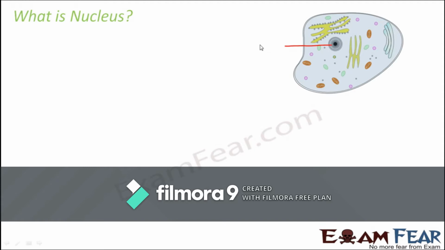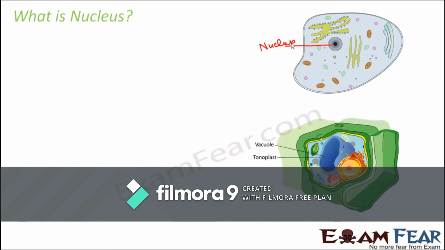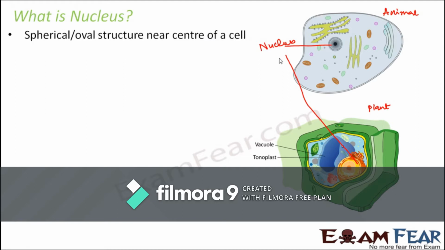So here in this cell, this is the prominent central structure, the nucleus, and the nucleus is present in both animal cells as well as plant cells. So this is an animal cell and this one is a plant cell. Here also you can see a prominent spherical structure, and this structure is the nucleus. So the nucleus is a spherical or oval structure near the center of a cell. Now it is not always present at the center.